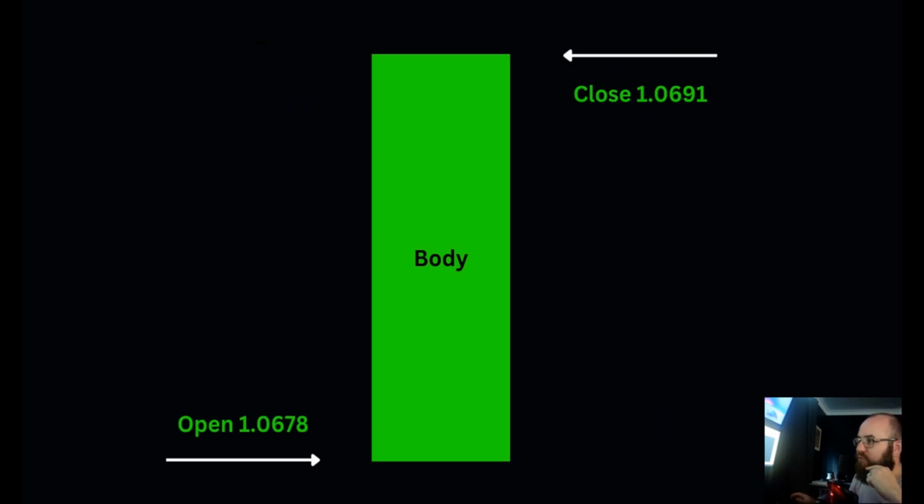Okay, so let's take this one step at a time. Price opened at 106.78. It closed at 106.91. The open price is here at the bottom of the candle. The closing price is here at the top of the candle. So 106.78 was the open price. 106.91 is the closing price. And for me, that forms a green candle, with the candle open here, the candle close at the top.